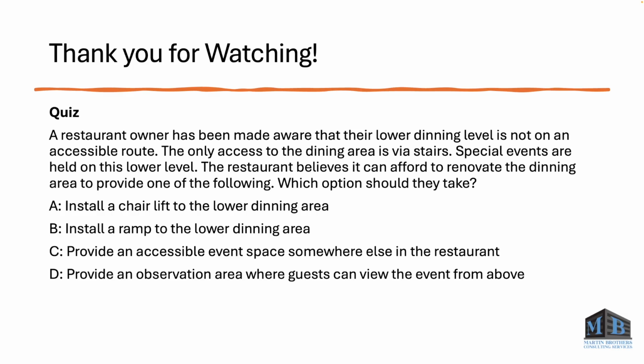C and D just really are missing the mark. C, you can maybe make the argument, but do we really want to have segregated event spaces? No. And is the accessible event space really up to the same level that the main event space is? Probably not. That's why I wouldn't pick C. And option D, provide an observation area where guests can view the event. There's basically no real participation there. And if it's in the budget to put a ramp in, that's just the way to go.